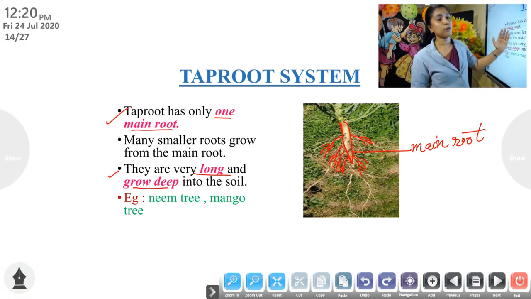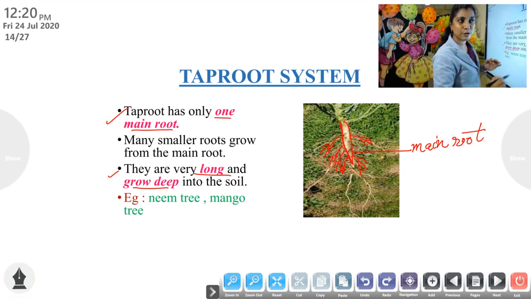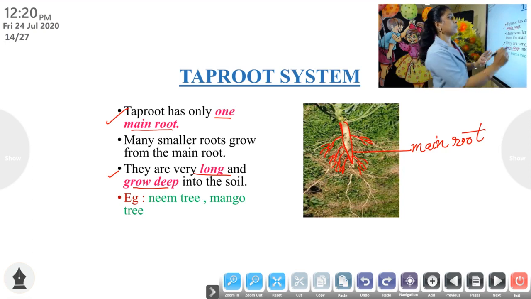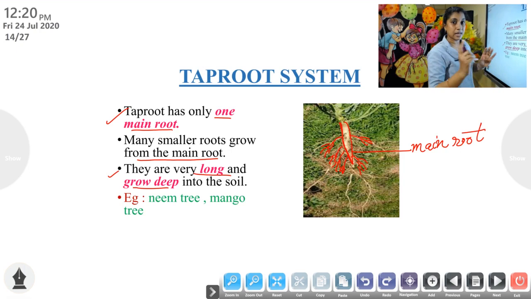These are the points about the taproot system. Got it? Once again, what's the taproot system? The taproot has only one main root and many smaller roots grow from the main root, and they are very long. Taproot system is very long and they grow deep into the soil. Examples: neem tree, mango tree, etc. Most of the trees have this taproot system. Is it clear?